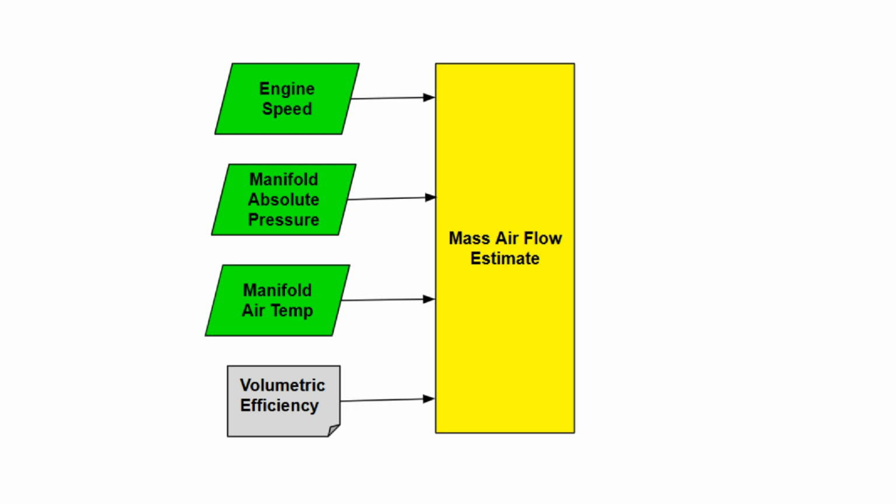The ECM really doesn't know what that flow rate of air is, and if there's a problem such as an exhaust restriction or an intake valve that isn't opening, that's going to cause the mass airflow estimate to be either over-predicted or under-predicted. In other words, it's going to be wrong. For these videos, the estimates or calculated values are going to be shown as these yellow boxes.